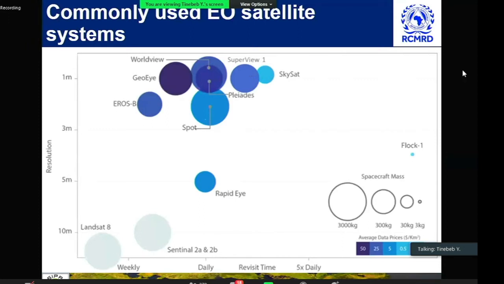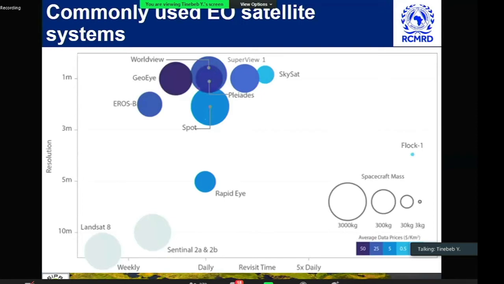Here we see the commonly used observation satellite systems. On the x-axis is the temporal resolution or revisit time, and on the y-axis is the spatial resolution, which is from 10 meters all the way to 1 meter. If you could see, for example, first I will explain the spacecraft mass. You could see it goes from 3,000 kilometers to 3 kilometers. And then the average data prices in dollars per kilometer go from dark blue all the way to light blue.